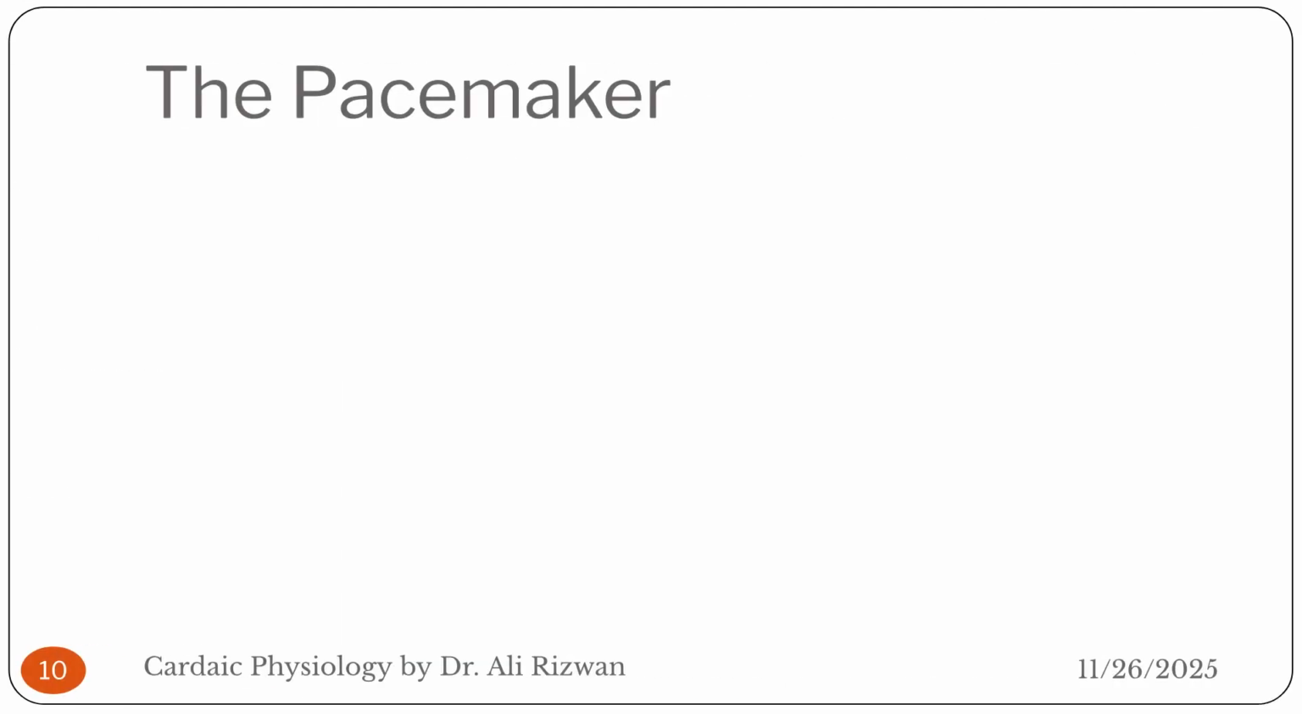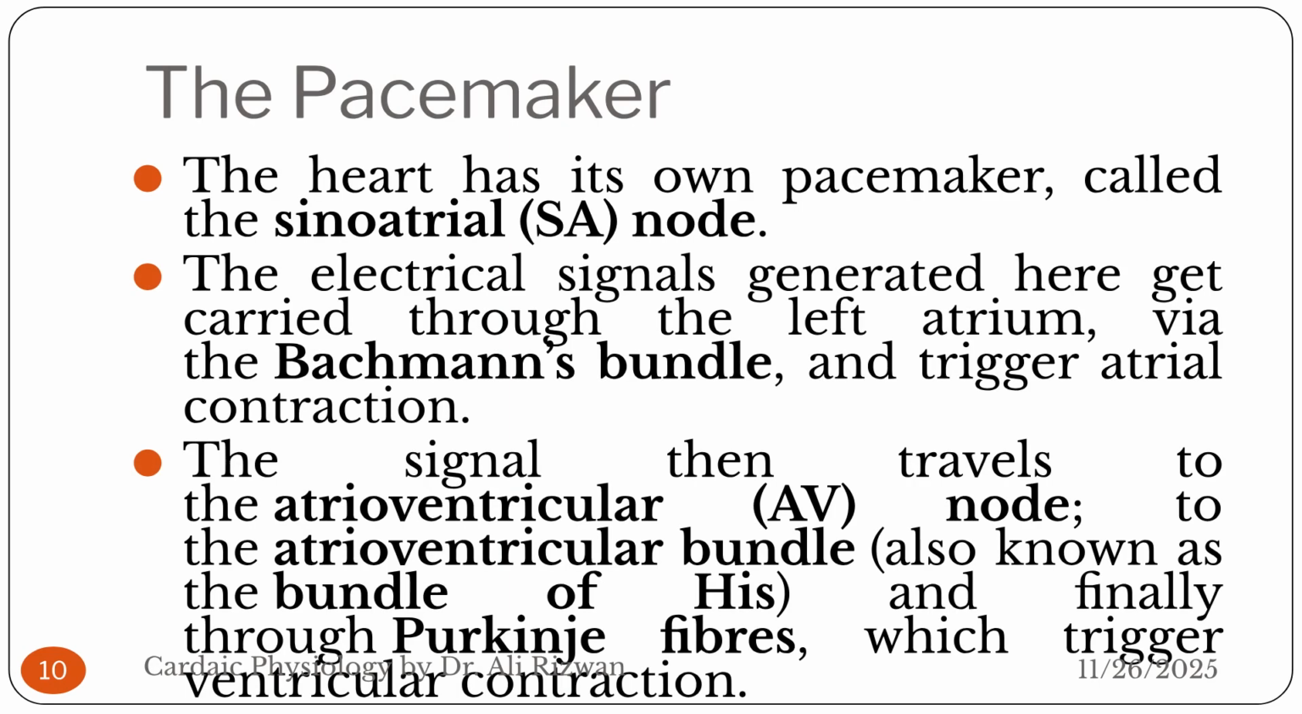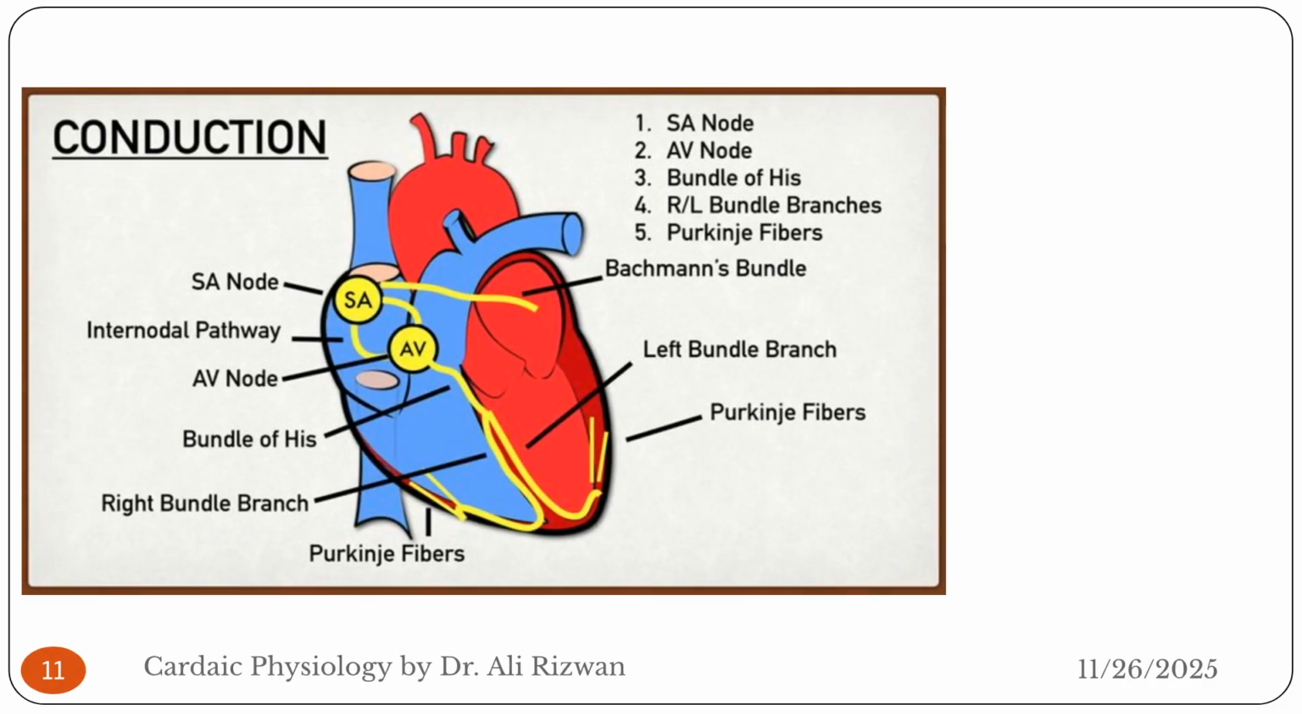The heart's electrical rhythm is controlled by the sinoatrial node. Signals travel through the atria, the AV node, and the bundle of His, finally reaching the Purkinje fibers to trigger coordinated heart contractions. This diagram shows the complete conduction pathway of the heart, tracing the electrical impulse from the SA node through the ventricular fibers.